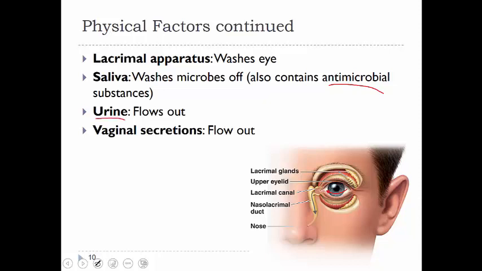Urine, the reason you pee a stream is to actually clean out the system. That is going to blow it out, if you will. Vaginal secretions are also going to be a flow out, basically taking things out of the system.